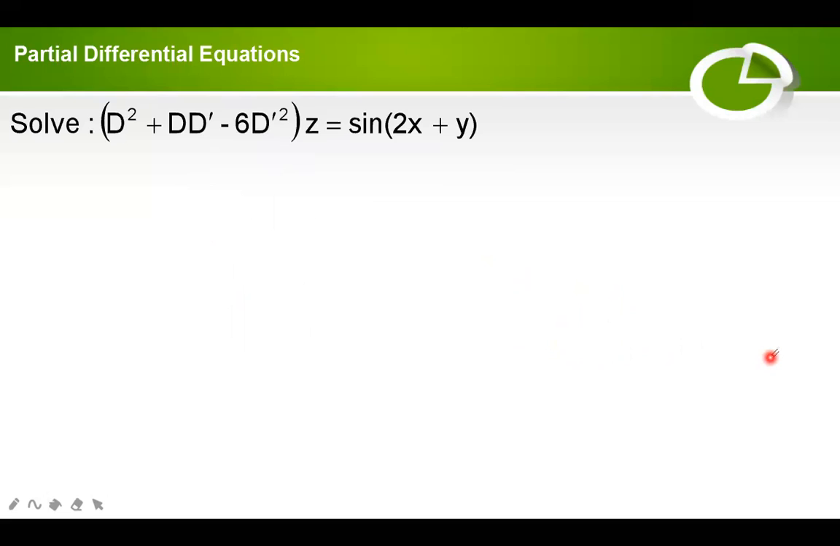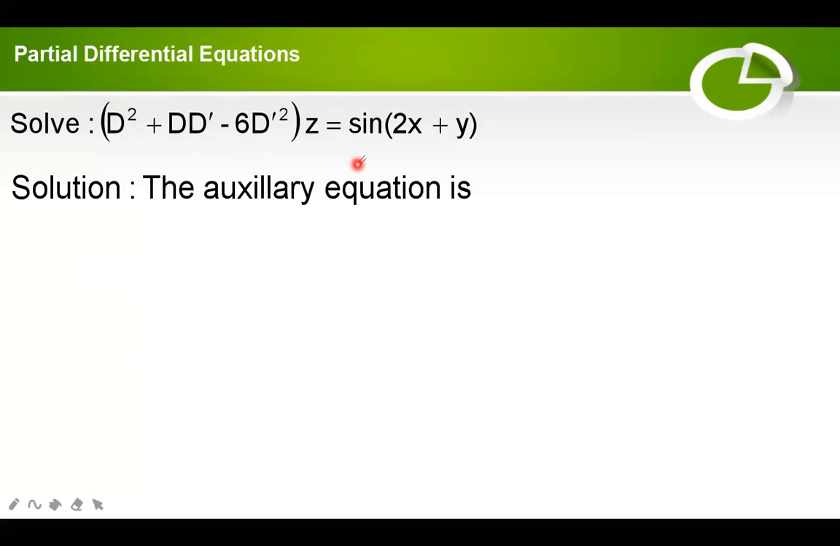Solve D square plus D D dash minus 6 D dash square of z equal to sin(2x plus y). For the complementary function, we replace D with m and D dash with 1. So that is m square plus m into 1 minus 6 into 1 square, that is m square plus m minus 6, and we equate this value to 0, which is called the auxiliary equation. Therefore the auxiliary equation is m square plus m minus 6 equal to 0.